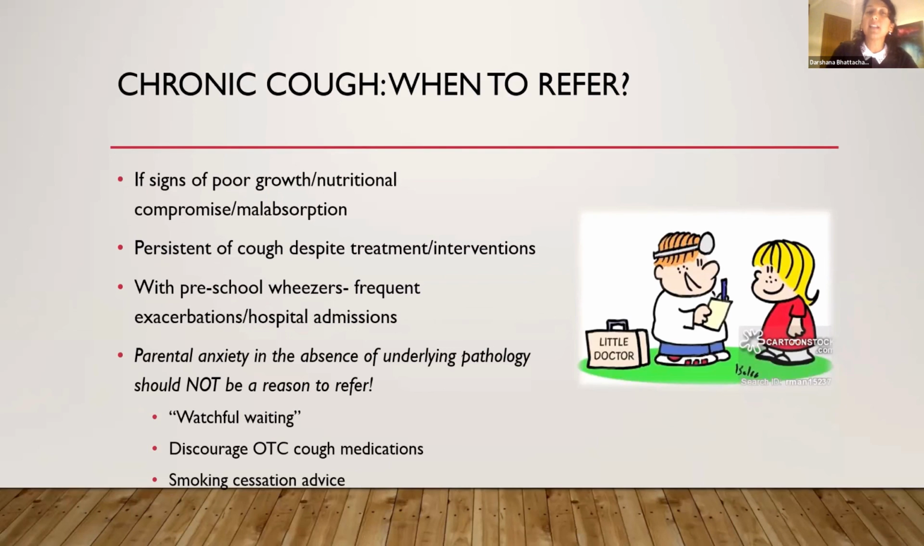Parental anxiety without evidence of any underlying pathology really shouldn't be a reason to refer. You should be able to, I hope, reassure parents with your examination and investigations that you've done to allow watchful waiting. We don't often encourage or recommend any cough medication over the counter. They don't do anything at all. And obviously, if there is evidence of any family member smoking or any exposure to cigarette smoke, then giving smoking cessation advice to parents is often very helpful.